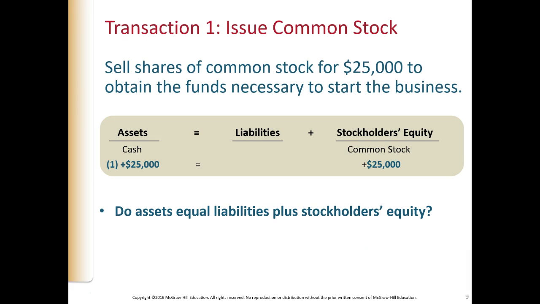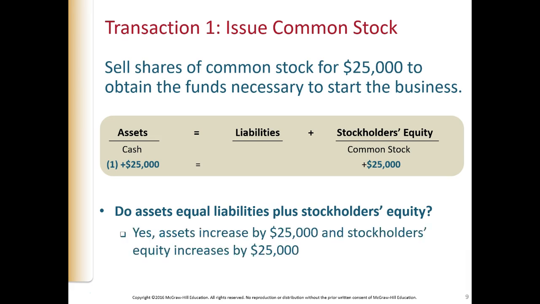Here in accounting equation format is just what's happened. Cash went up $25,000, and on the other side, stockholders' equity, more specifically the common stock account, went up $25,000. So with this one transaction, the left side of the equation equals the right side. Plus $25,000 equals plus $25,000.